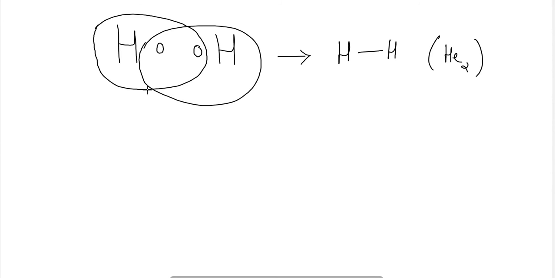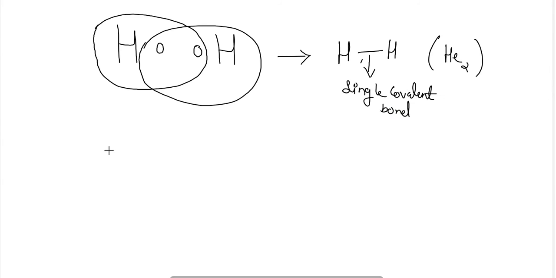This bond formed by the sharing of electrons between these two hydrogen atoms, in order to attain the electronic configuration of helium, is called the formation of a covalent bond. Here only one electron per atom is being shared, so it will be termed as a single covalent bond.